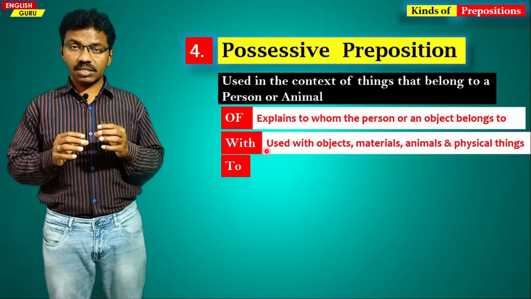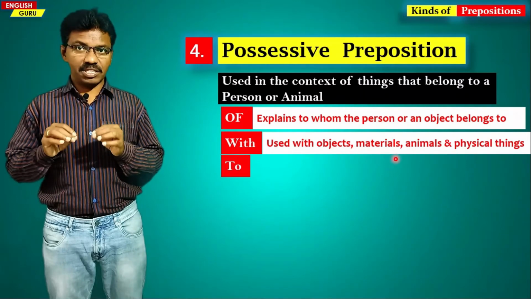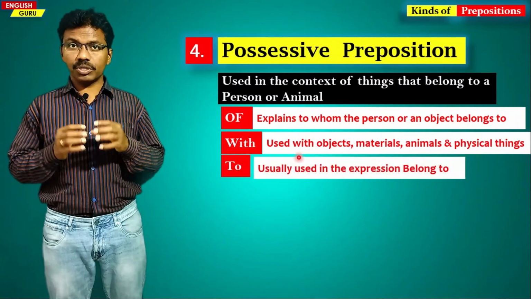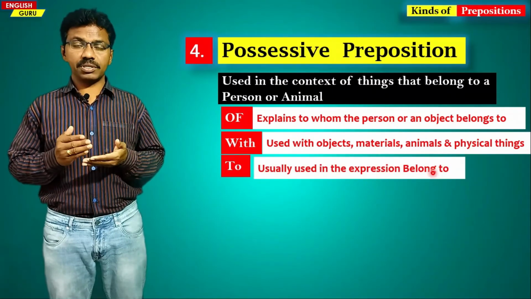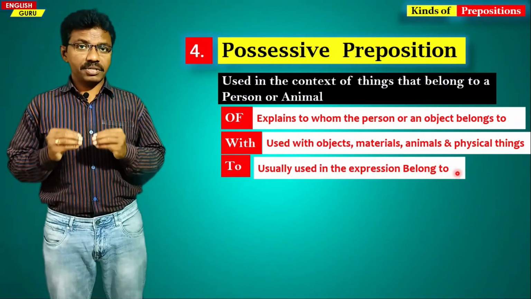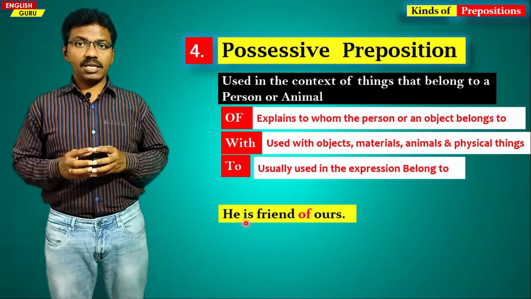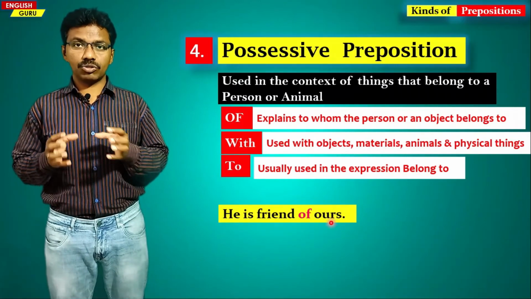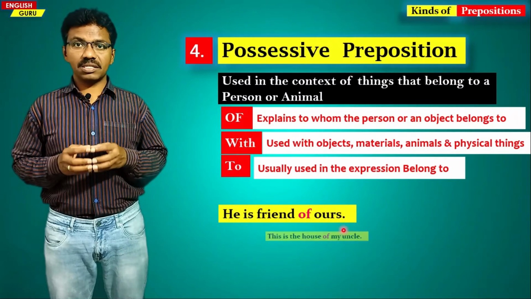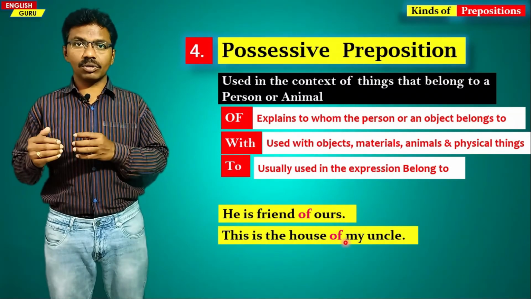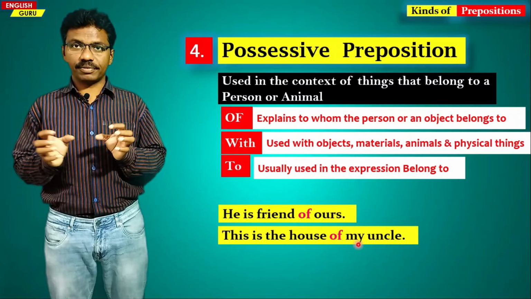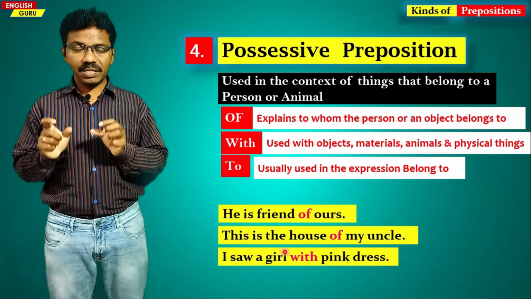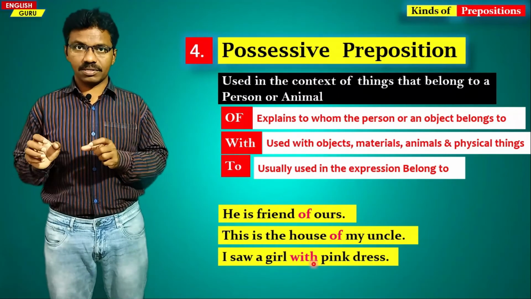The preposition with is used with objects, materials, animals and physical things, whereas the preposition to is usually used in the expression belong to. If you see them in a sentence, he is a friend of ours, of is belongingness, he belongs to us. Similarly, this is the house of our uncle, so our uncle's house, of relating possession. In the next sentence, I saw a girl with a pink dress. Pink dress is a material, so with pink dress, it's a possession.